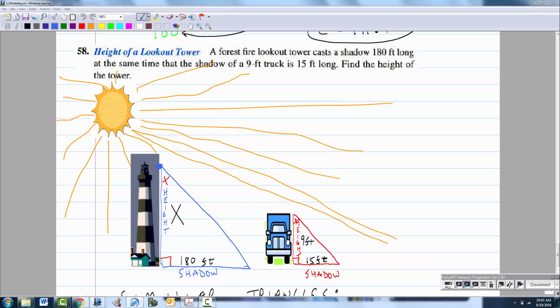The height of the truck and length of the shadow. Shadow's on the ground. Heard some people asking, where is the shadow at? X over 9 then would work. That equals, I went big to small, 180 over 15. Right? And then you cross multiply and solve. What'd you get for an answer? 108. So it's 108 feet high.